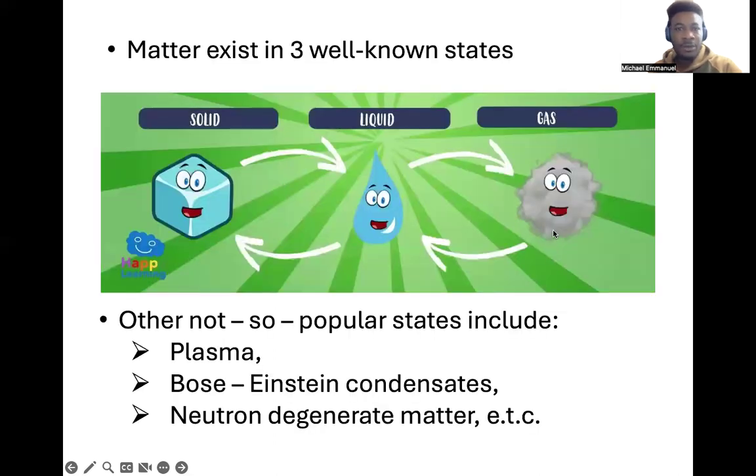Before we go into gases, we look at the states of matter, where matter exists in three well-known states: the solid, the liquid, and the gas state. In solids, the particles and atoms are packed very close to each other, and they don't have the freedom to move but vibrate in a fixed position, making it possible for them to have a fixed shape.